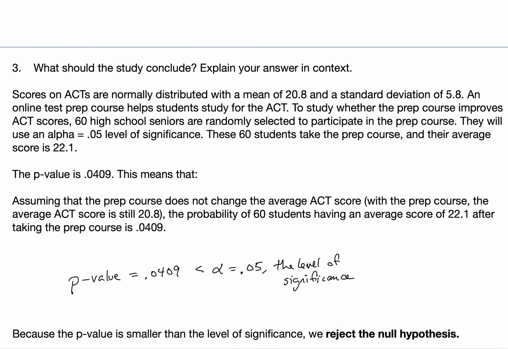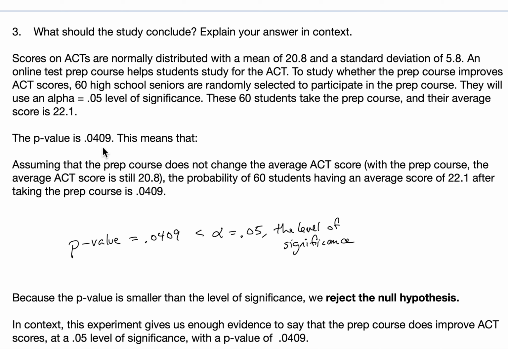Okay. So the p-value is 0.0409. This means that, assuming the null hypothesis, that the prep course does not change the average ACT score, in other words, that with the prep course the average ACT score is still 20.8, it's still possible that a group of 60 students could have an average of 22.1 or higher. What is the probability of that? The probability of 60 random students having an average score of 22.1 or higher, assuming the general average is 20.8, is 0.0409, assuming the prep course does nothing.